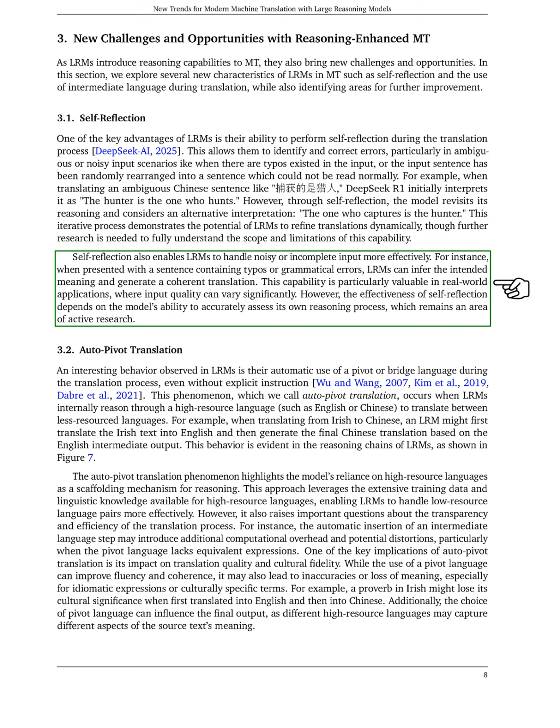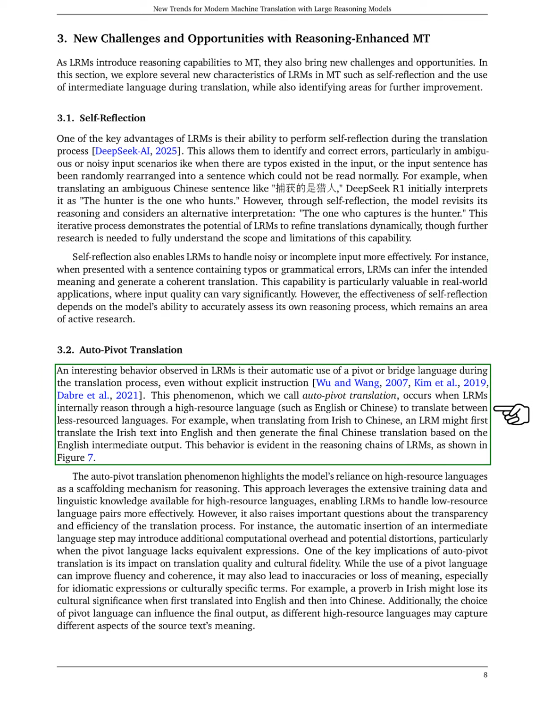Self-reflection also helps LRMs manage noisy or incomplete inputs, allowing them to infer intended meanings and produce coherent translations, which is crucial in real-world applications. We also observe a behavior in LRMs called auto-pivot translation, where they automatically use a bridge language during translation without explicit instructions. This occurs when LRMs translate through a high-resource language, like English or Chinese, to translate between less resourced languages. For instance, when translating from Irish to Chinese, an LRM might first translate the Irish text into English before generating the final Chinese output.